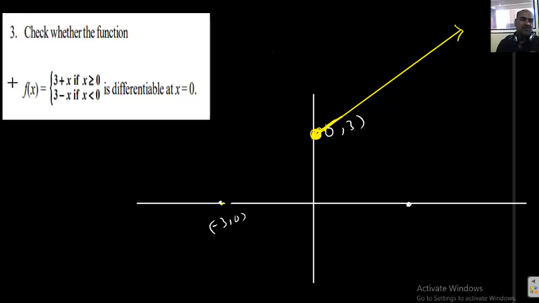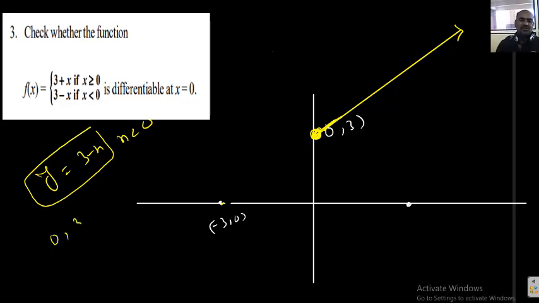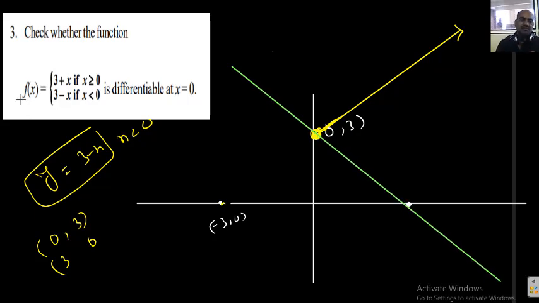Next I want the graph of y equal to 3 minus x for x less than 0. First of all, draw the graph of y equal to 3 minus x. If x equal to 0, y equal to 3; y equal to 0, x equal to 3. So the graph will be this. I will show you, students. Yeah, this is the actual graph. This is (3, 0) and (0, 3).